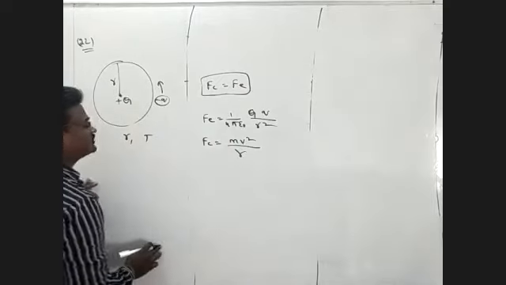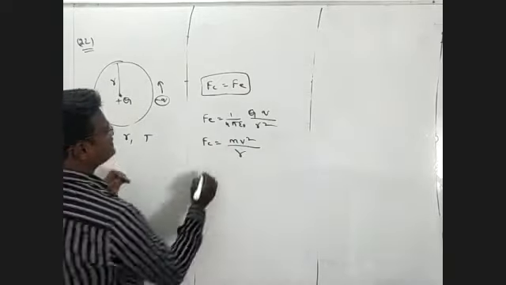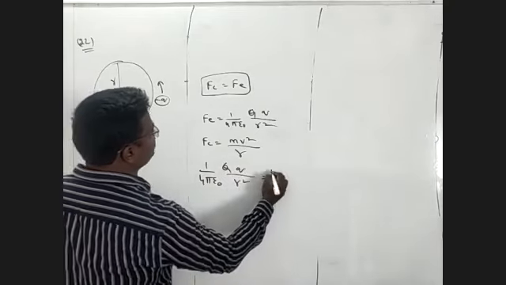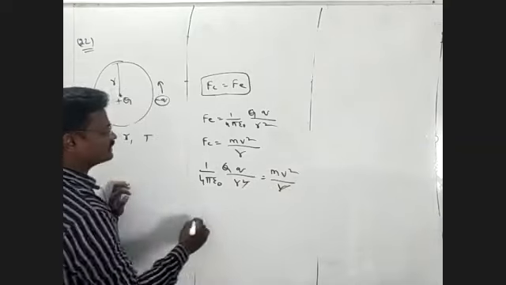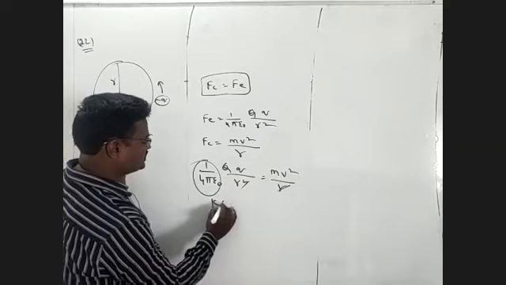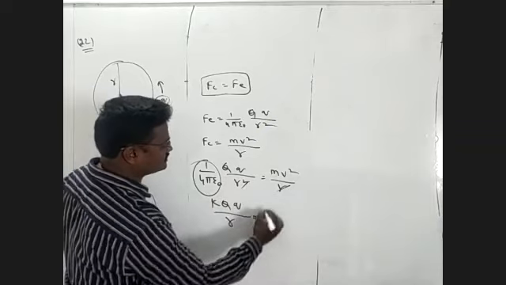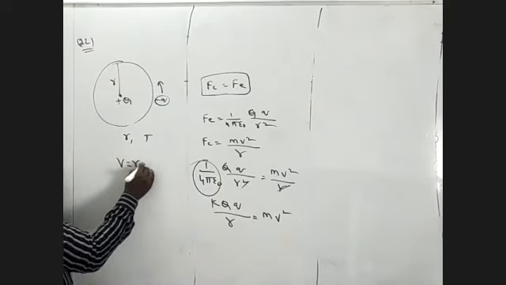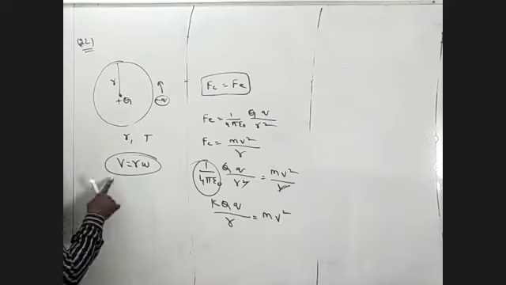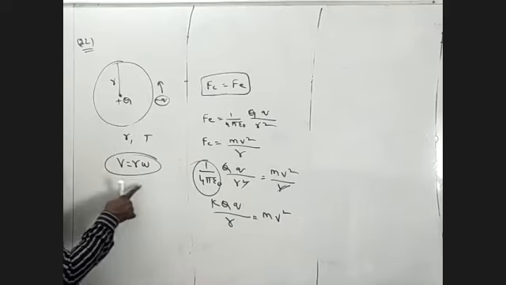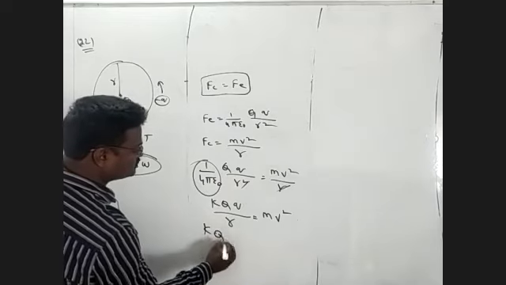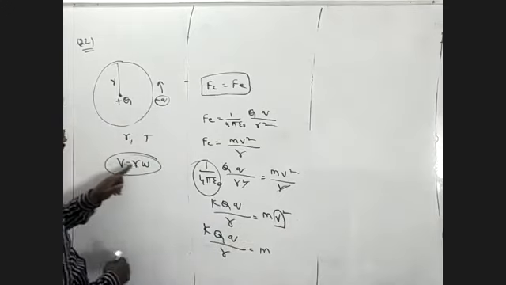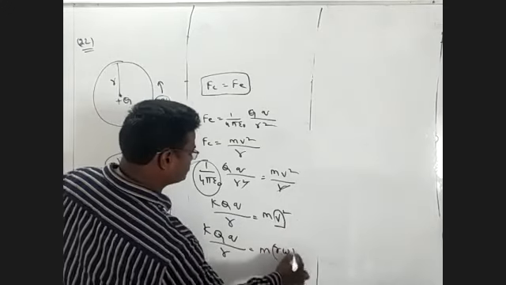Here m is the mass of the particle. Both are equal: 1 by 4 pi epsilon naught capital Q small q by r square is equal to m v squared by r. One r cancels, so k capital Q small q by r is equal to m v squared. The relation between linear velocity and angular velocity is v is equal to r omega. So capital Q small q by r is equal to m times r omega whole square.